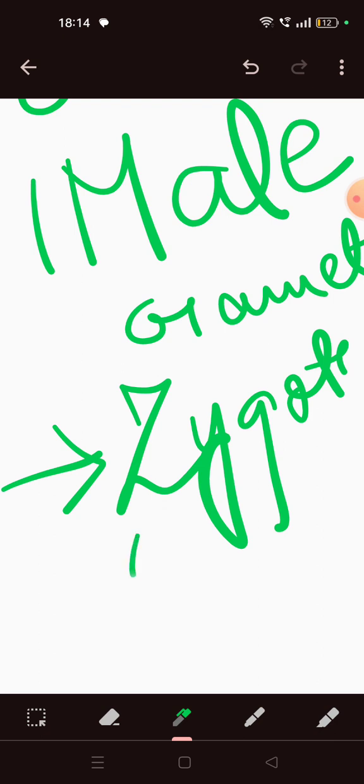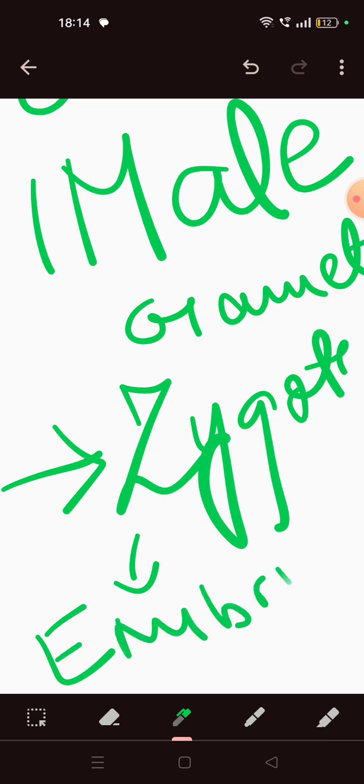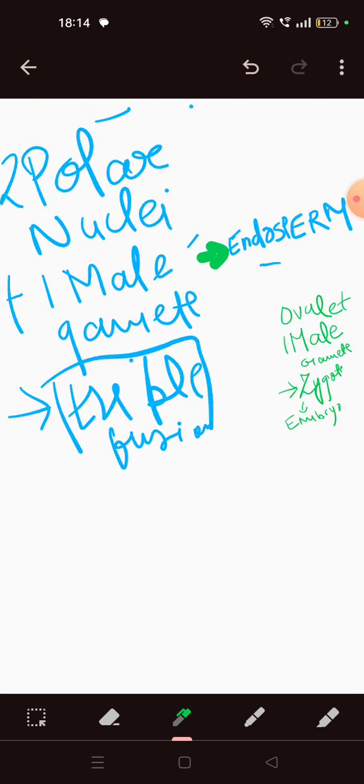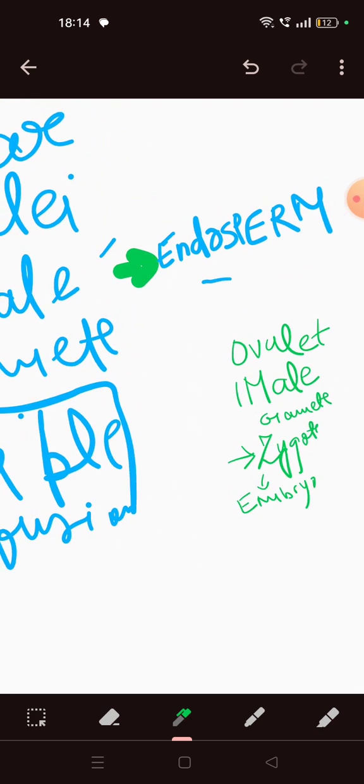Now this zygote will develop into embryo. I hope this thing is clear till here. Now we have this thing called endosperm, right? Now what is the use of endosperm? We know that embryo is very useful since it is the seed. It is going to form the seed, right? So this is going to harden and form the seed.